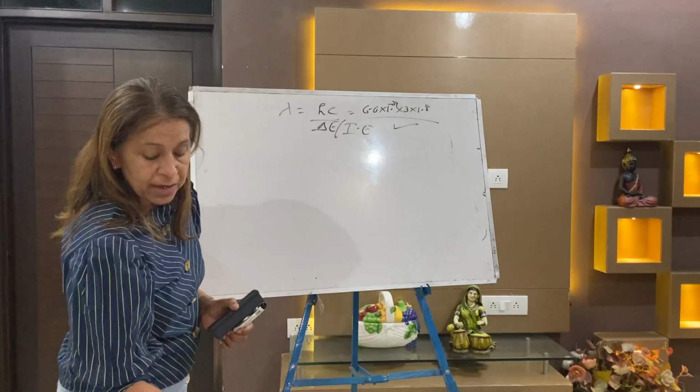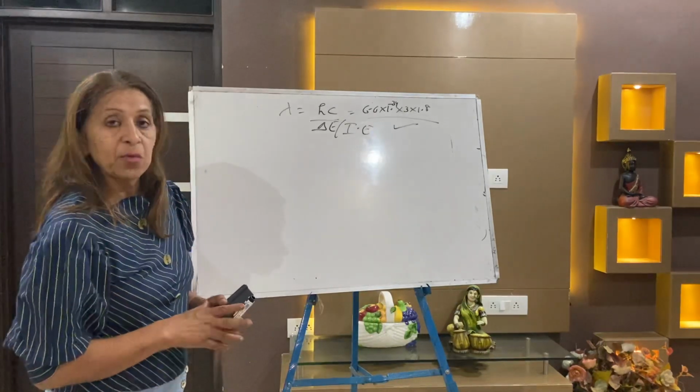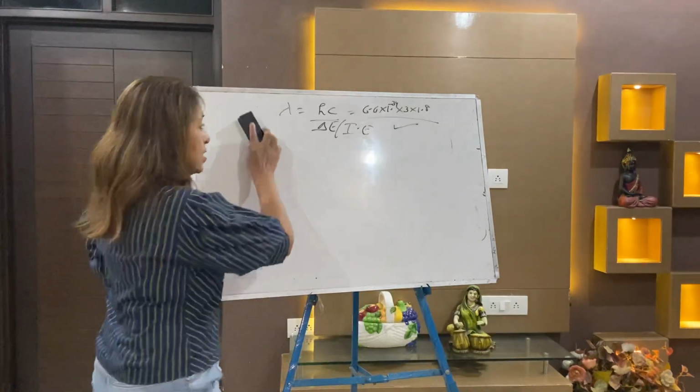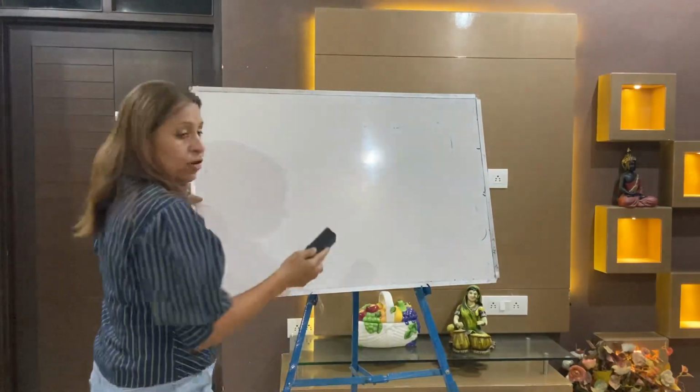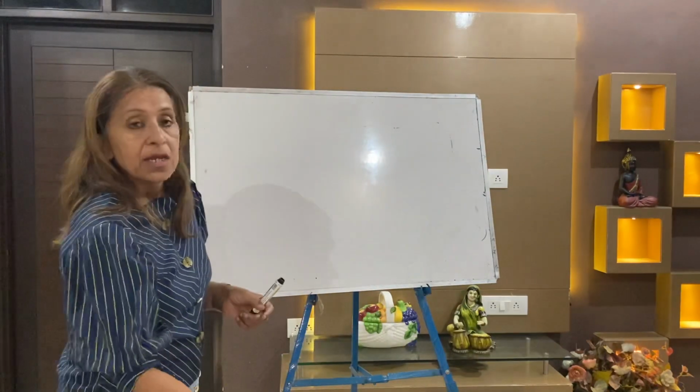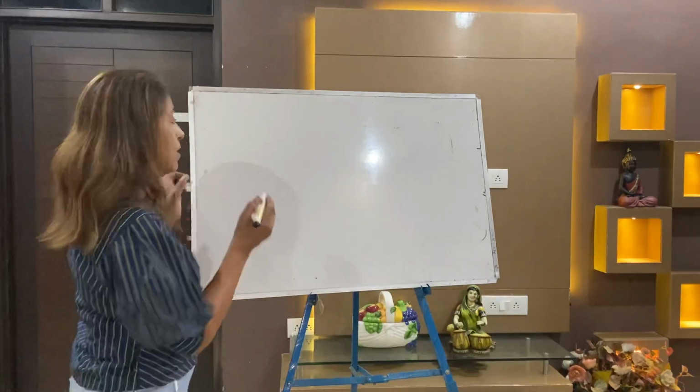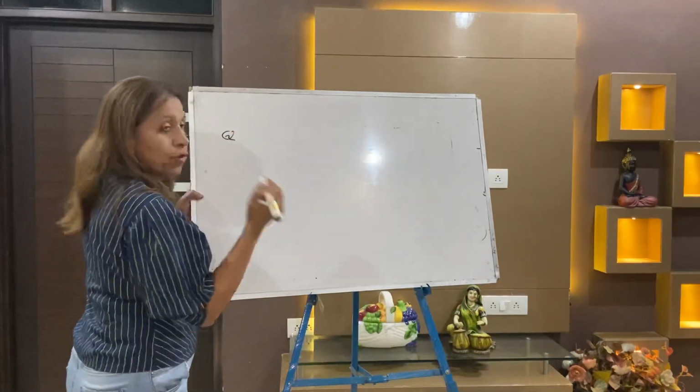So like this you can start with the numericals of the Bohr's model. There are so many numericals of the Bohr's model. First of all, you attempt the simple numericals. In the simple numerical, I am taking one more numerical. Write down one more type of numerical.